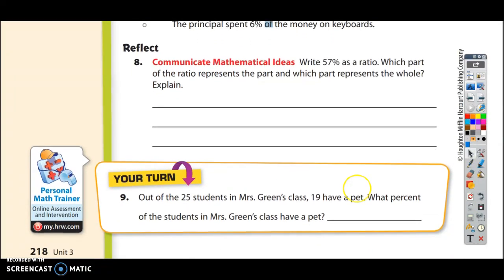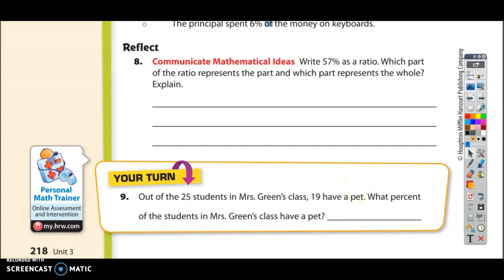All right, let's move on to the reflect and the your turn. The reflect reads, write 57% as a ratio. Which part of the ratio represents the part and which part represents the whole, and explain. So we're going to write 57% as a ratio. That means as a fraction. Another word for ratio is fraction. So we're going to write it as 57/100.